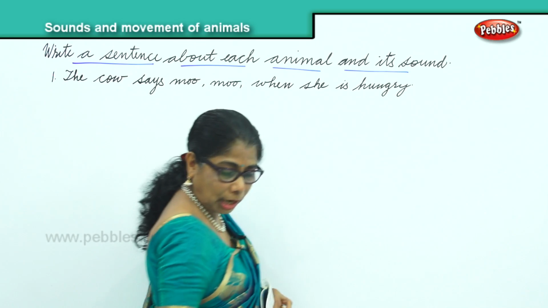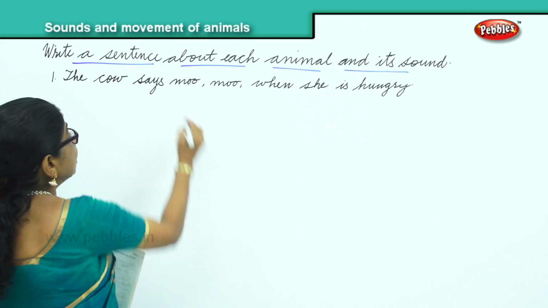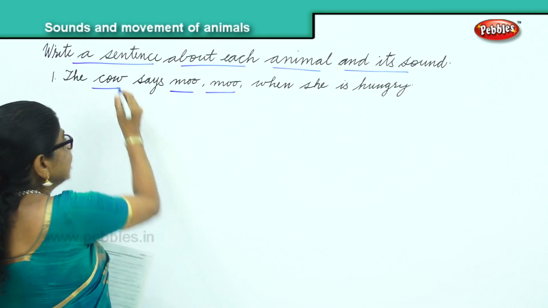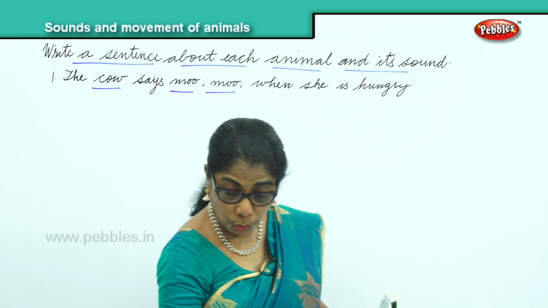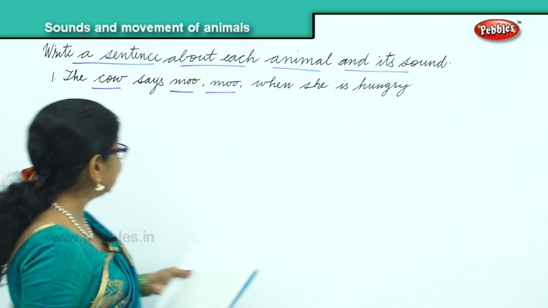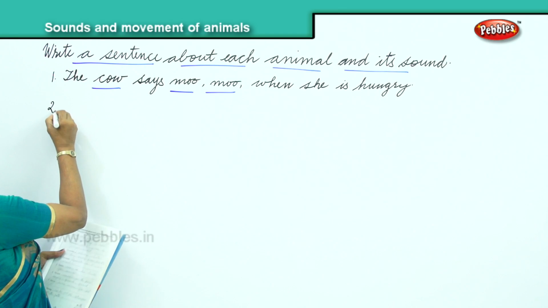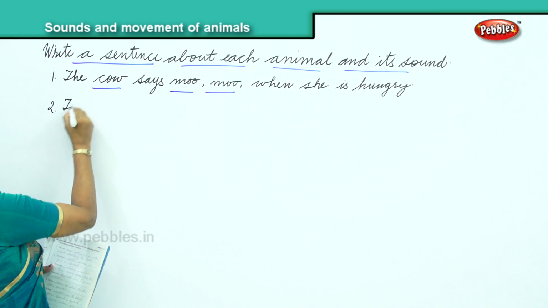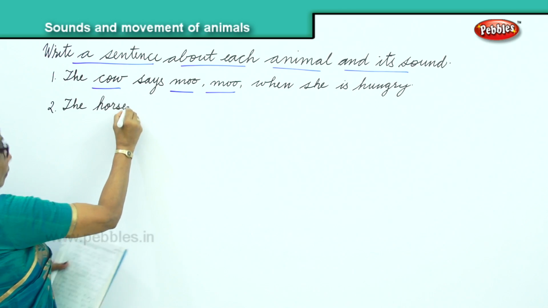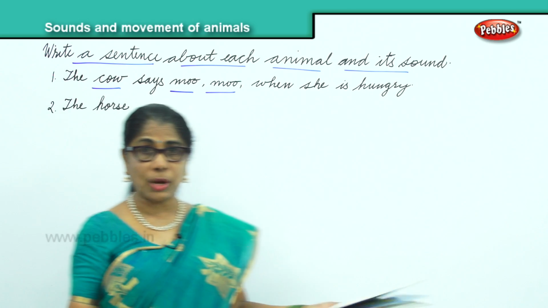So what is the sound the cow makes? The cow says moo, moo. The cow says moo, moo when she wants something to eat. She's very hungry. Okay, now let's see a horse. The horse, what does she say? What's the sound she makes?